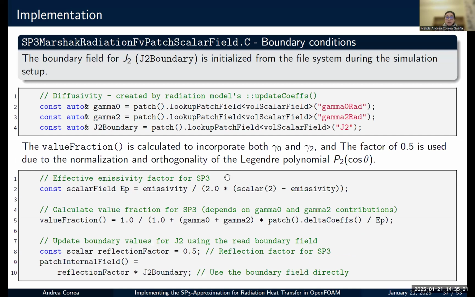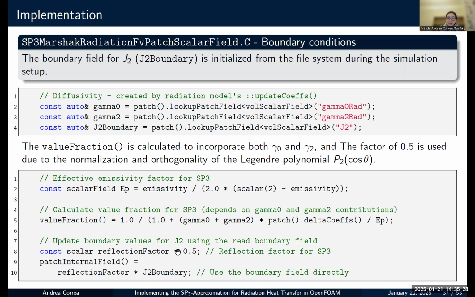Here, I'll show you another part where I use the value fraction. The calculation and updating of the boundary values of the model is here in detail. When we calculate the effective emissivity factor, when we calculate the value fraction for the SP3, and of course, update boundary values for the second order moment.